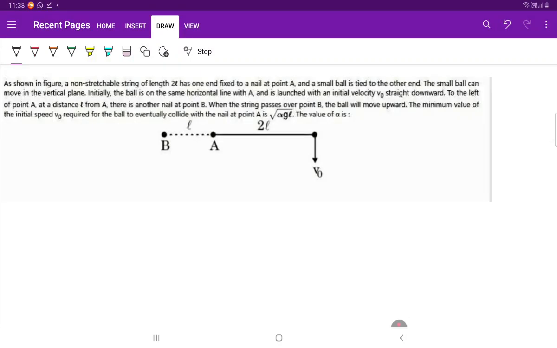Today in this video I have taken an interesting problem from mechanics. I have taken this from a reputed coaching institute's test series papers.